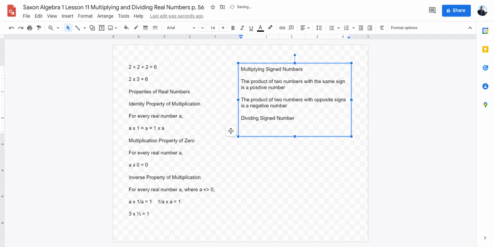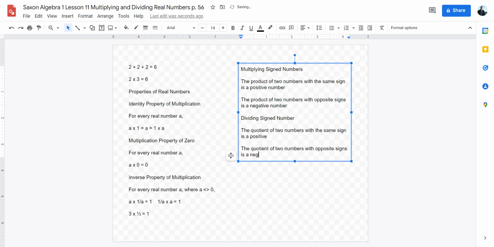So again, the product of two numbers with the same sign is a positive number. The quotient, when we divide, of two numbers with the same sign is also a positive number. You just have to remember one rule for multiplication and division because it's the same. If we have two numbers that have the same sign and we're dividing them, it's going to end up being a positive number, even if both numbers are negative. And then the other rule is the same too. The quotient of two numbers with opposite signs is a negative number.